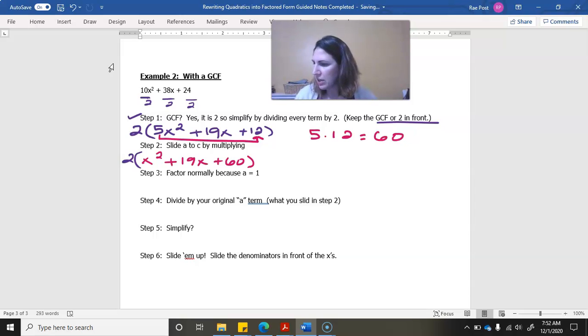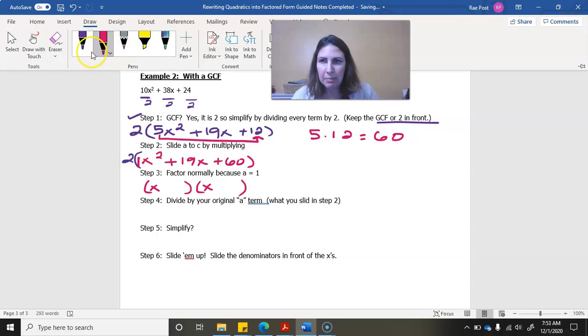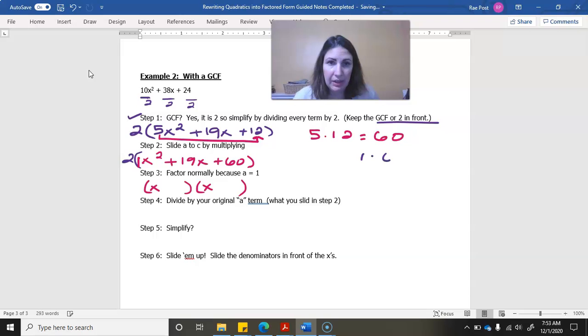Step 3 says go ahead and factor like normal because your a is equal to 1, right? That's 1x squared. So we can go ahead and set it up into factored form. So it's x minus root 1, x minus root 2. And we can do that. So we're just trying to think, okay, factors of 60, but they have to multiply to give us 60, but they have to add to give us 19.